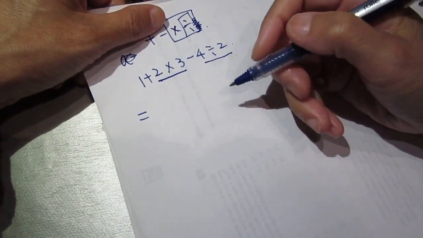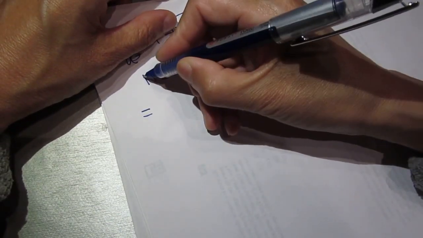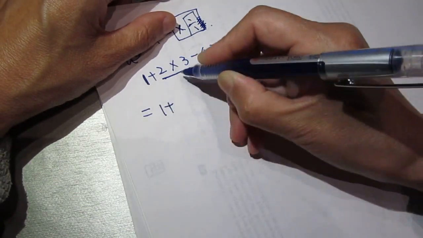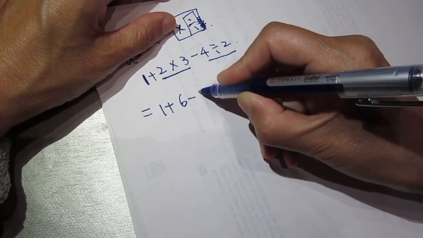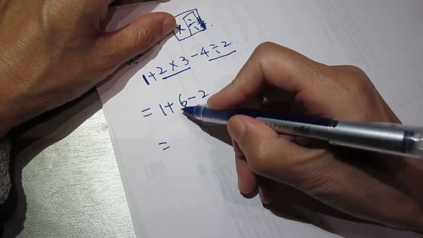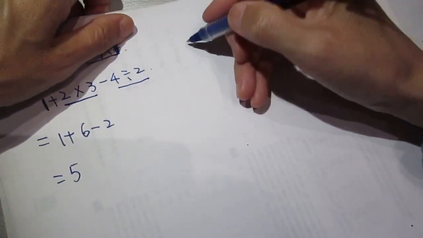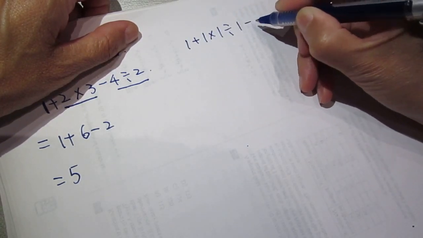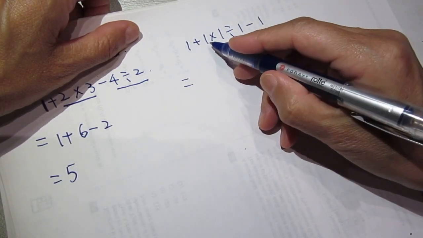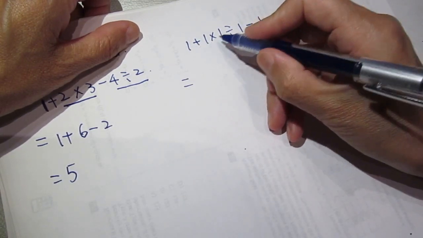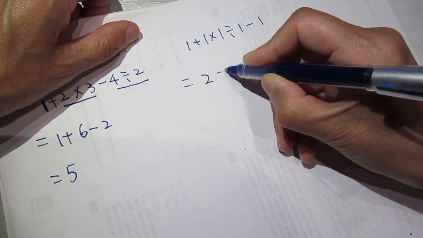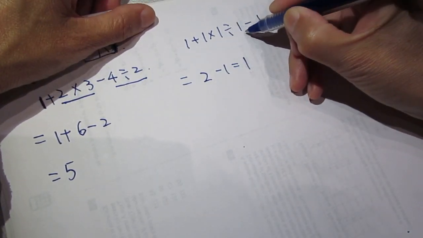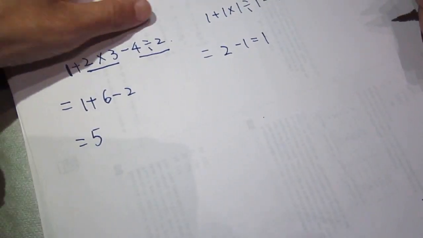thousands of years ago. It's beyond me, okay, beyond my parents. They were not even born. Okay, so 1 plus 6 minus 2 equals 5. Okay. 1 plus 1 times 1 divided by 1 minus 1 equals 1 plus 1 equals 2 minus 1 equals 1. 1 times 1 divided by 1 is the same, right?